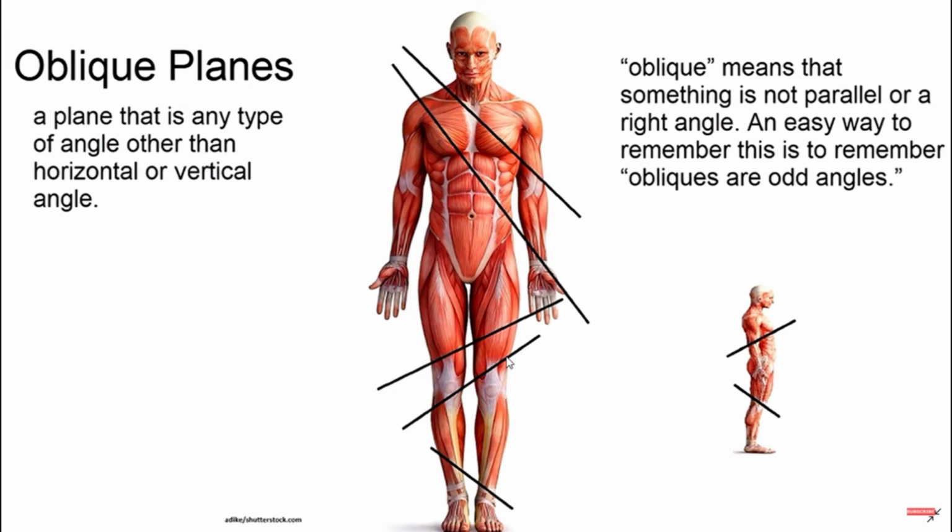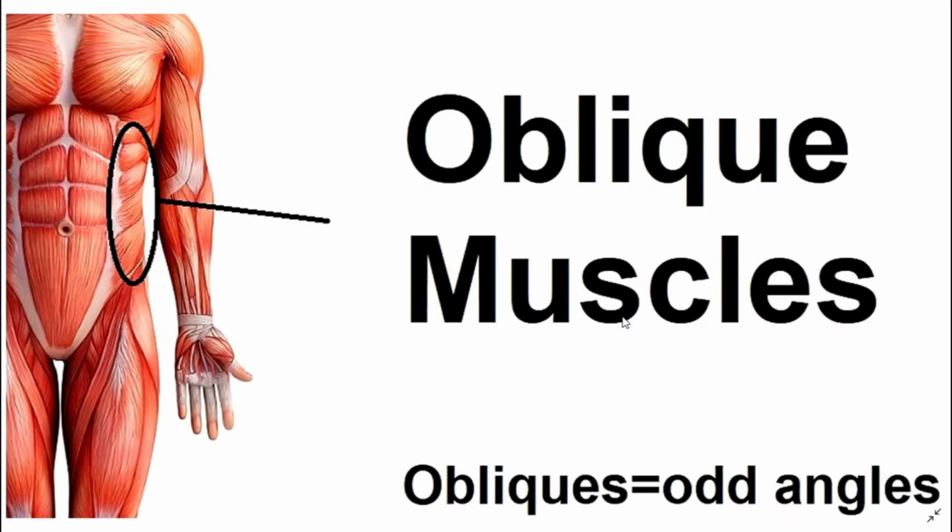See, this is the view of the oblique plane, a plane that is at any type of angle other than horizontal or vertical plane. Oblique means something is not parallel or at a right angle, and an easy way to remember this is to remember oblique or odd angle. These are the oblique muscles.